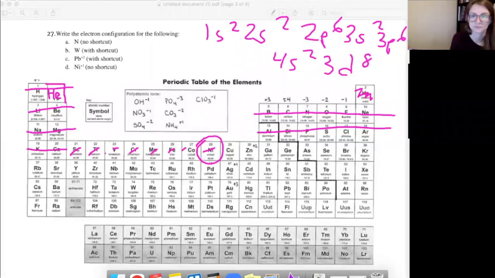Now, since it's nickel +1 that we're working with, that means we need to lose 1 electron. We lose it from the outermost shell, which even though we wrote this last, the 4th shell is actually outside of the 3rd shell. So we would remove 1 electron from here and change that to 4s1.